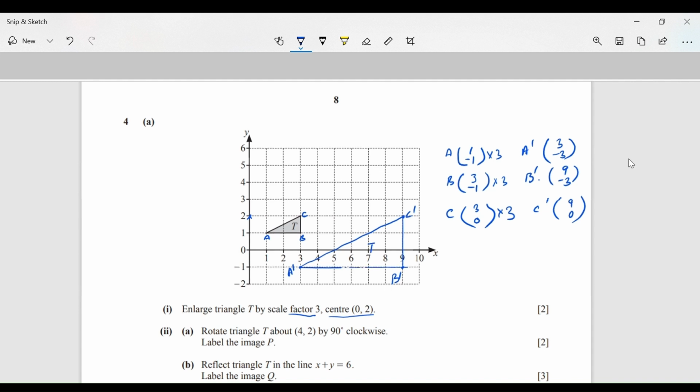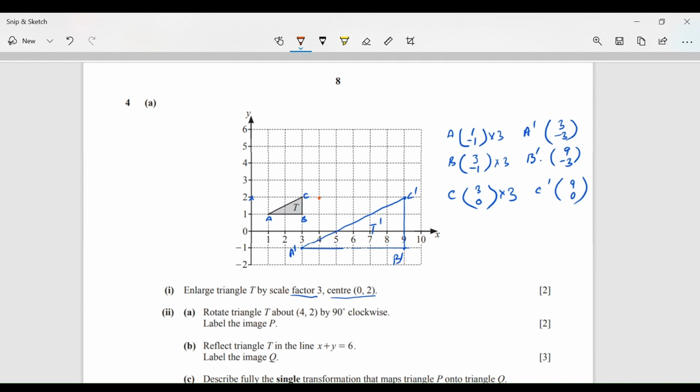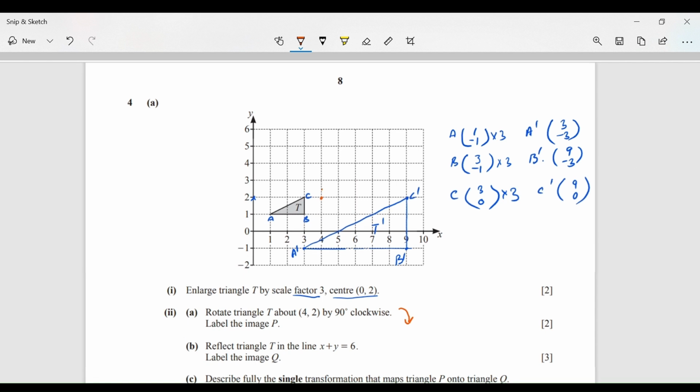Now, the second question. Rotate triangle T 90 degrees clockwise, and label it as P. So we need to rotate it. We need tracing paper for this. How can I explain this? You will mark this point. I can explain it just like this. You will trace this on a tracing paper and mark this.